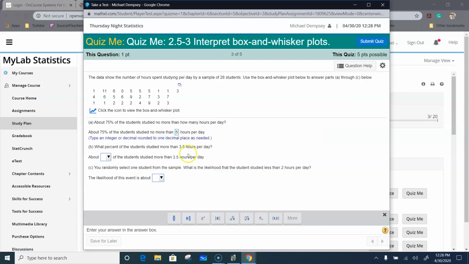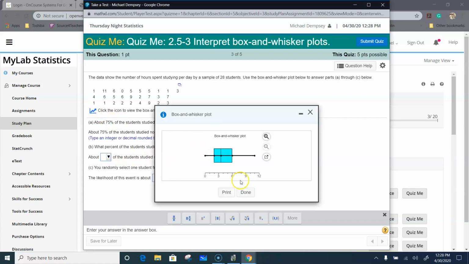What percent of the students studied more than 3.5 hours per day? Where's 3.5? Right about here. 3 is here, just below, so 3.5 is probably right at the median, so that looks like it's about 50%.